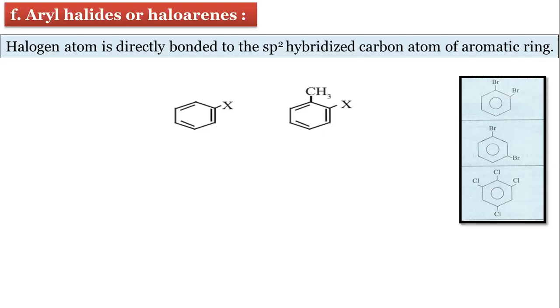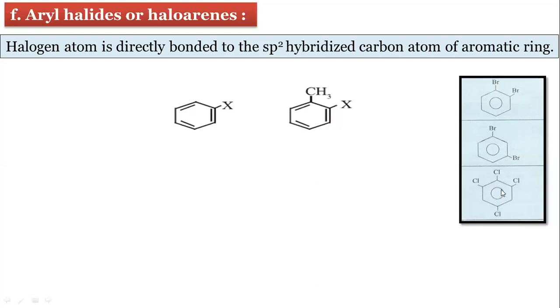If you don't know the position, tell me the common name. This IUPAC name is correct. 1,2 dibromobenzene is correct, sorry, this is 1 and this is 2. It is also called ortho, because 1,2 position is ortho position. It is also called ortho dibromobenzene. The second one is meta dibromobenzene, and this one, anyone can tell me the name of this compound?